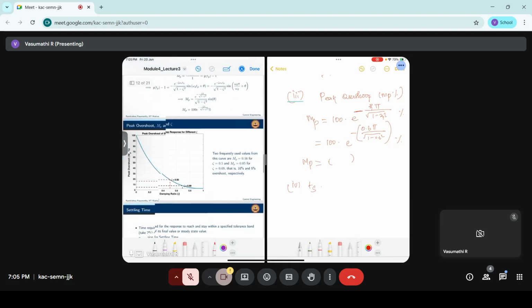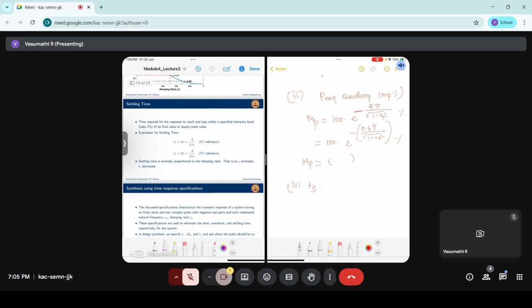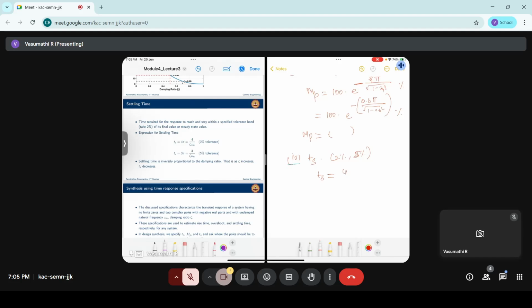Where is settling time? When it comes to settling time, there will be the percentage in the question. Usually you will be asked to find either 2% tolerance or 3% tolerance. Since it is not in the question, since it is a practice question, you can find 5%. You can find both of that. Just find the settling time for both. Zeta is 0.6 into 5, and for 2% it's equal to 3 by 0.6 into 5. It's for 5% tolerance, right?